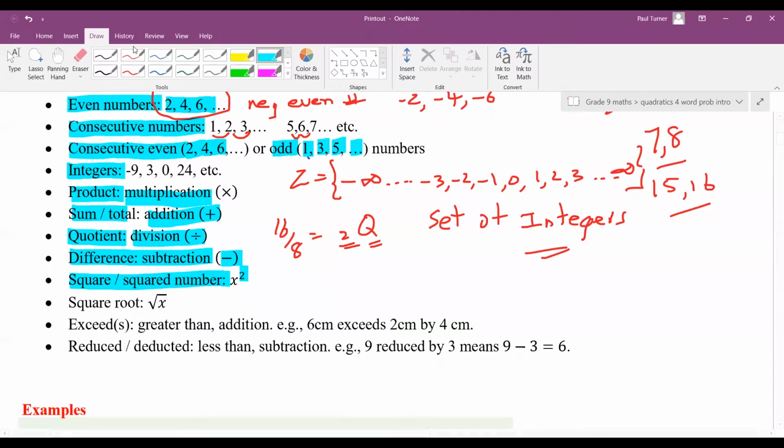Now this one is square or squared number, and that's referring to power 2. You could have cube number as well. So if I said the cube number, could be written as x cubed. Okay, so you'll see this word square and square number. Square root obviously refers to the square root, and there will be a root 2 here. You could have cube root as well, which I haven't added. So cube root of x, you may see cube root as well, but more often square root in this topic.